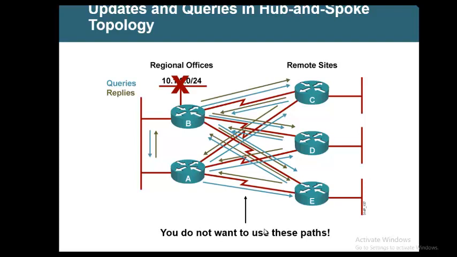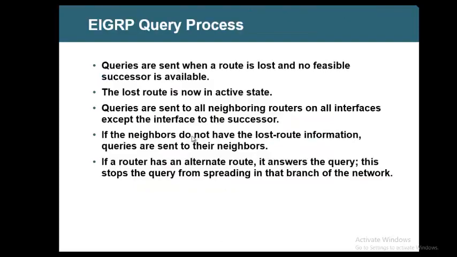If someone might have responded, that's the last point. If the router has an alternate path, it answers the query. This stops the query from spreading in that branch. But there are other branches. Maybe E may have some answer. It may respond back to B, but the query which is sent via D and C and A will still be going. It is not stopped in that branch like C and D and A. Only E has got the route, the backup route to reach that lost route. So E is going to respond to B.